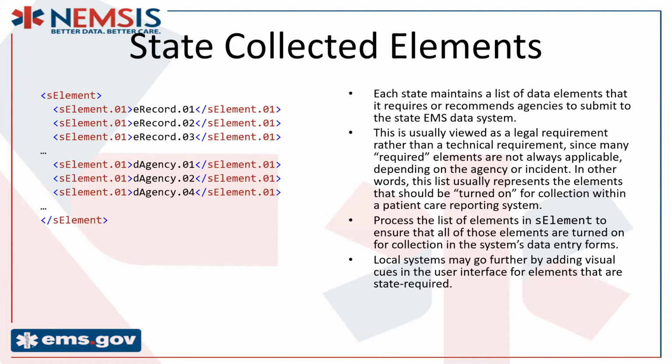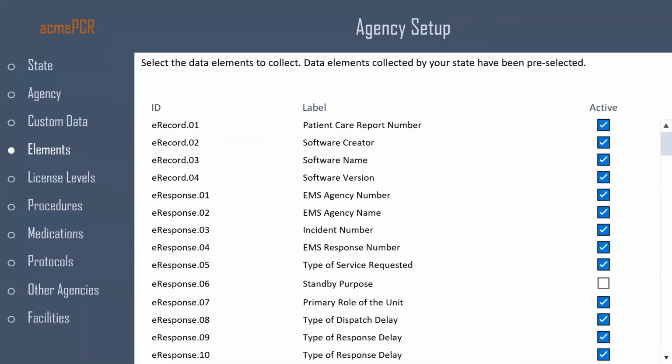So you can process this list to make sure that all of the elements that the state has listed are in fact available in your data entry forms. You could even go further if you want. You could add some visual cues in your user interface for elements that are state elements versus the elements that an agency may have just turned on optionally. So let's look at how that might look.